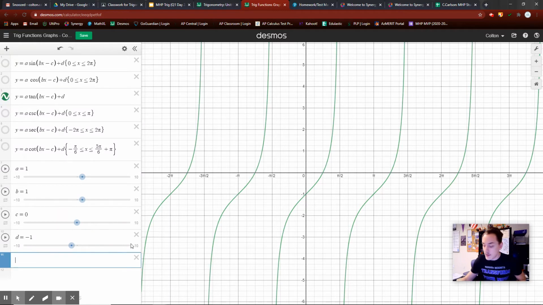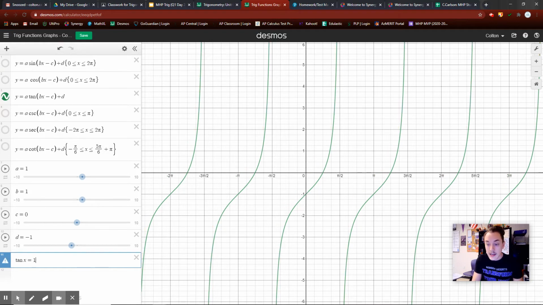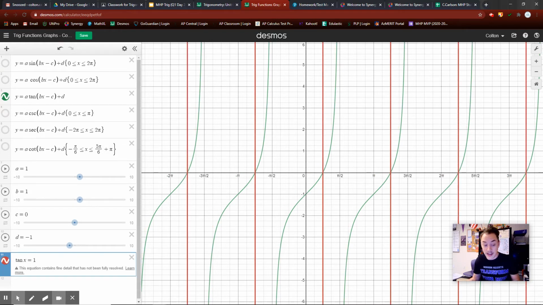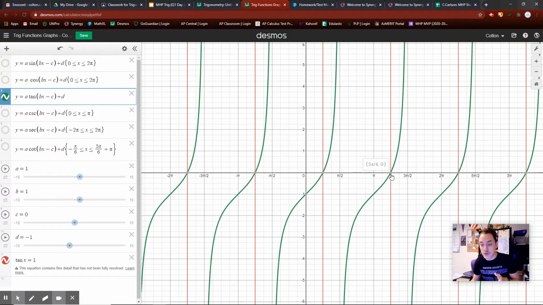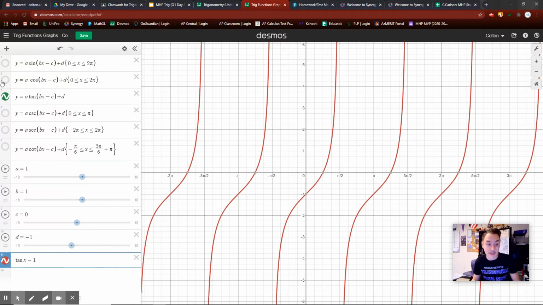So if I literally type in tangent of x, and then equals 1, now what I'm going to get is this. Now that's really awful, but notice how my red lines are crossing exactly where they actually cross right there. Now to get not this funky stuff on the graph, all I have to do is just say minus 1, and then I get the exact same equation. Look at that. So whether I have green or red, it doesn't matter, right? I get the exact same equation.